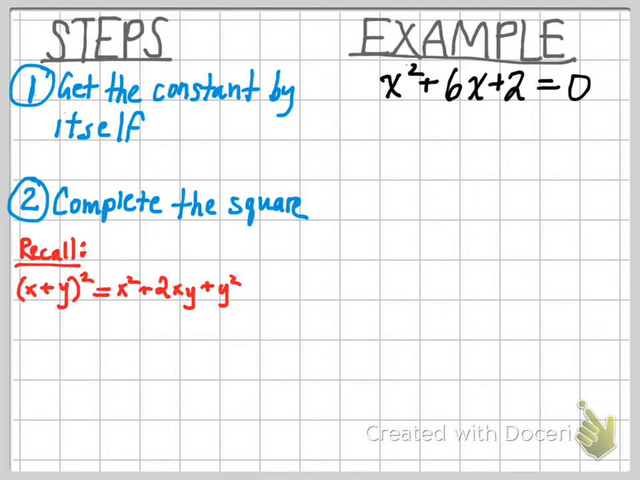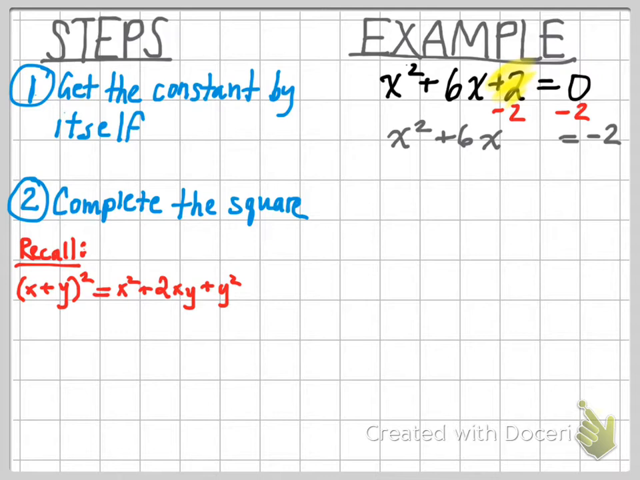So with x squared plus 6x plus 2 equal to 0, the first step when we're completing the square is going to be to get the constant by itself. Here our constant term is the plus 2. To get rid of a plus 2, I'd subtract 2 from both sides. And that would give me x squared plus 6x is equal to negative 2.